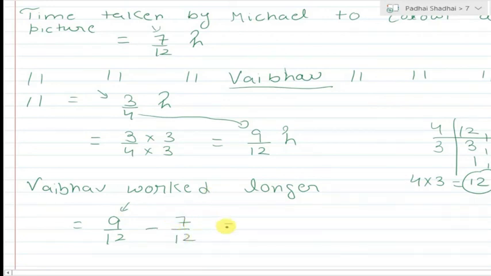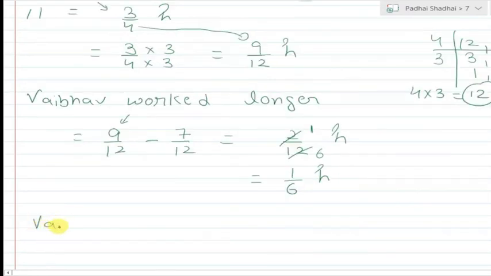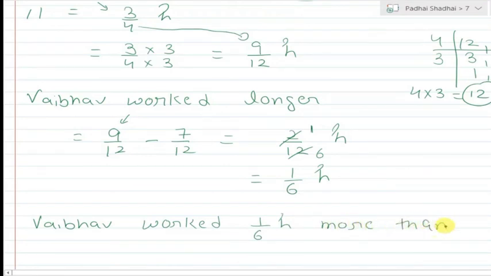Now again the base is same, beta, so we will not need to take the LCM. We will directly put the 12 here, and 9 minus 7, that is 2 by 12. Okay, so 2 by 12 can be cancelled, 2 sixes are 12. Okay, so the final answer will be 1 by 6 hours. Vaibhav worked 1 by 6 hours more than Michael.